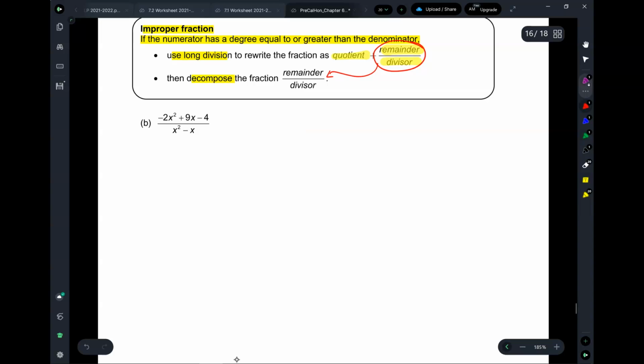All right, so here we go. X squared minus x, negative 2x squared plus 9x minus 4. Divide first term by first term, you get negative 2. And we get negative 2x squared plus 2x. Now, change the signs and add. So I get 7x minus 4.